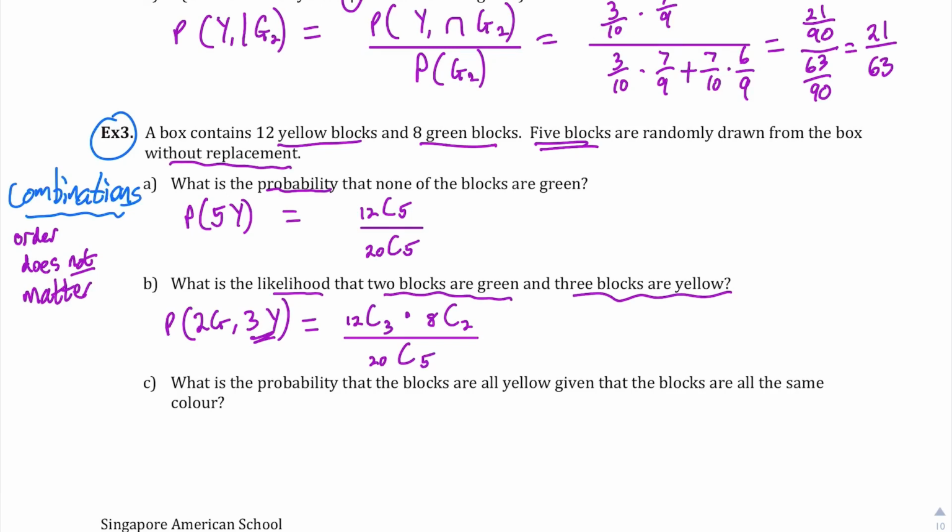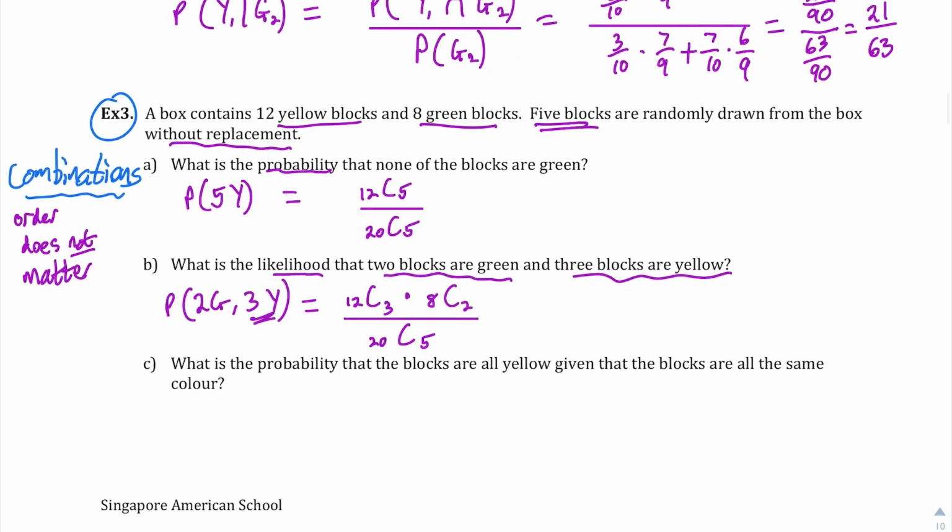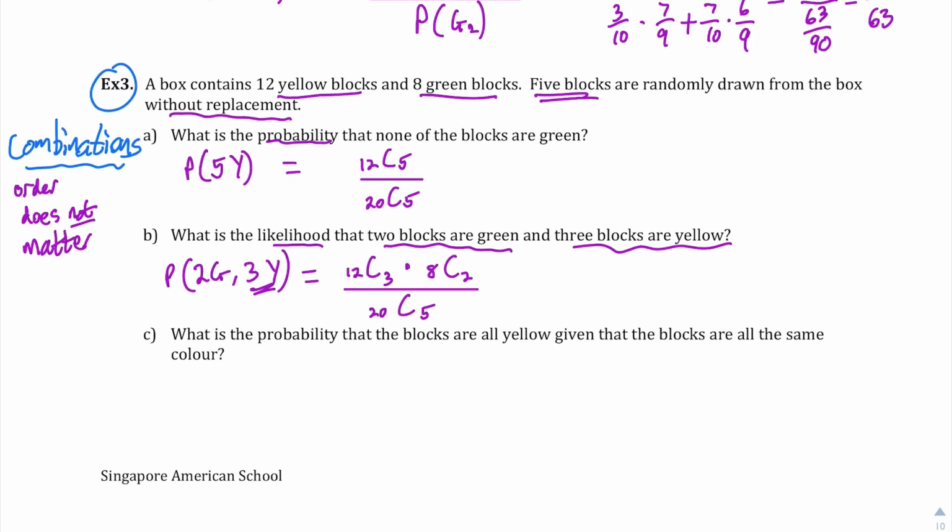Again, I'm still selecting 5 blocks. Generally speaking, we're going to allow you to leave your answer like that in combinatorial form. There will be an explicit instruction on the quiz and the test telling you when you can do this and when you cannot. Okay, and we then move to a question which is going to involve conditional probability.